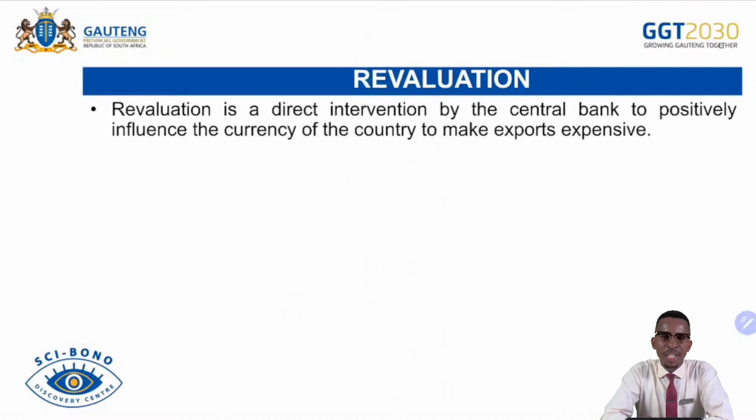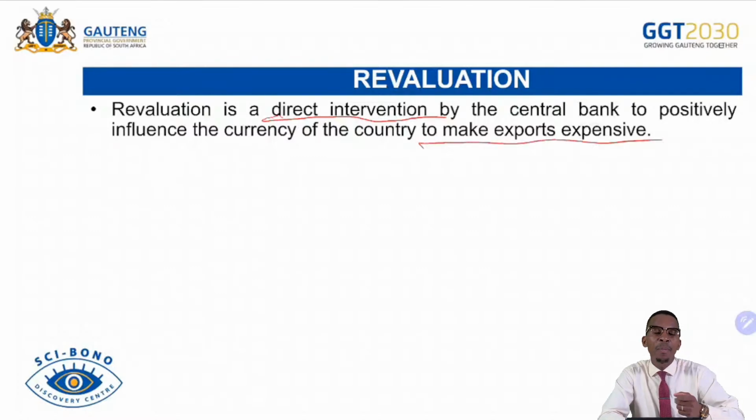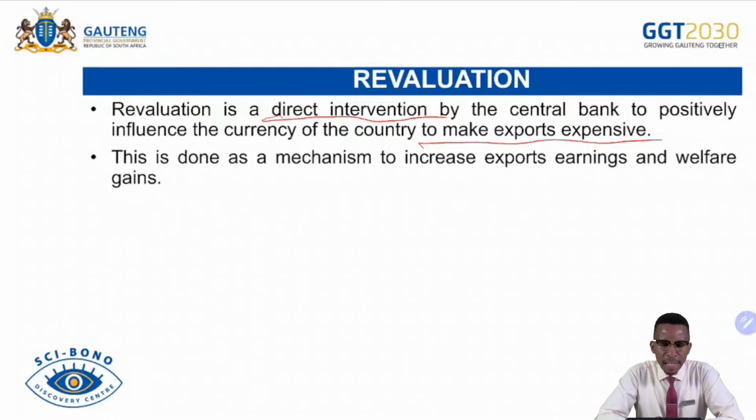Then let's move to the revaluation. Remember, appreciation was caused by the effect of market forces, demand and supply. Revaluation, we say, is a direct or deliberate intervention by the central bank to positively influence the currency of the country to make exports expensive. So when the government or the Reserve Bank intervenes directly, purposefully or deliberately, to influence the value of the currency, to increase the value of the currency, we call that revaluation. It revalues the currency. It makes it stronger so that our exports can become expensive in the global market, to improve even the terms of trade. This is done as a mechanism to increase export earnings and welfare gain.